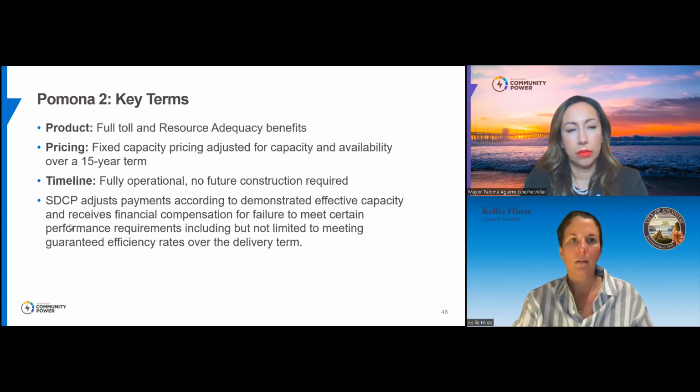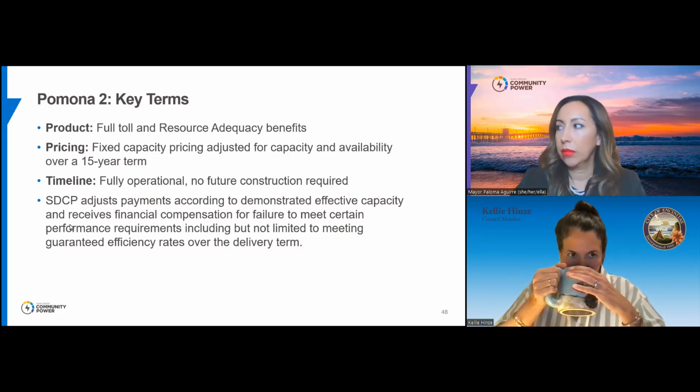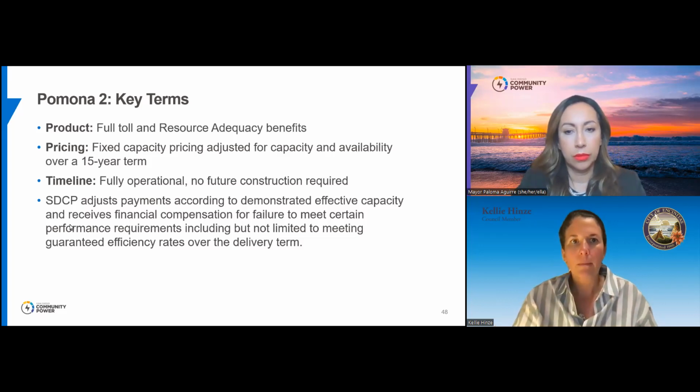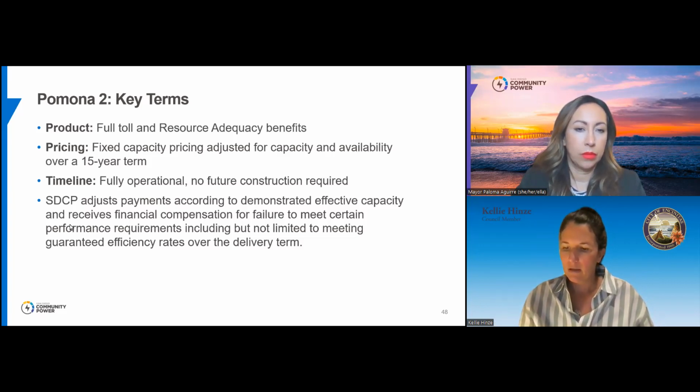And again, the added benefit is it's actually already online. It has been constructed, so it's not even 2 or 3 years out. Like the previous one, this resource is already online and delivering. It has actually been delivering to us under a short-term agreement while we hammer out the long-term agreement. So it's again a fixed capacity price for 15 years, fully operational, as I mentioned. And then there are the typical adjustments to payment structures to ensure that this performs satisfactorily.